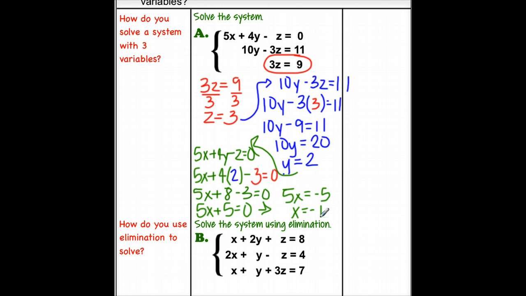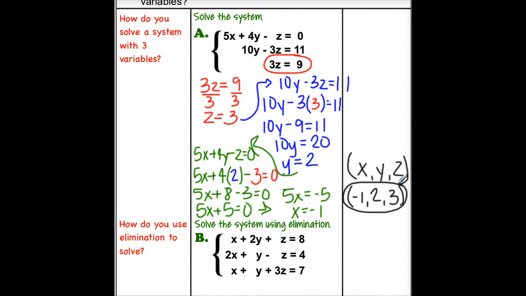Now that means my final solution is going to be written in the form of x, y, z, which in our case is x equals negative 1, y equals 2, and z equals 3. So this negative 1, 2, 3 would be my final solution.